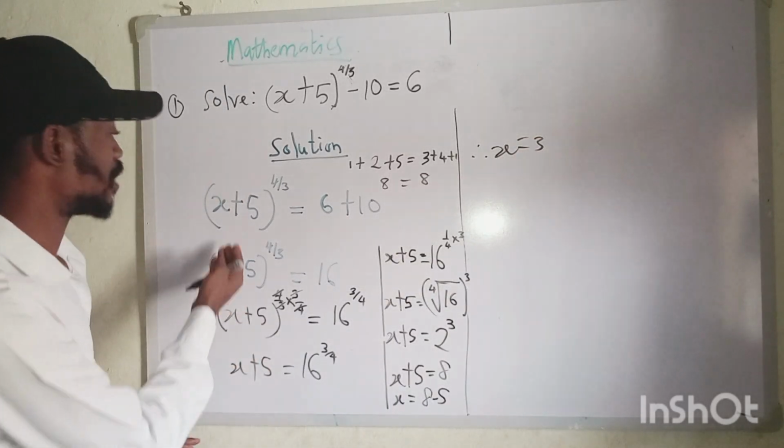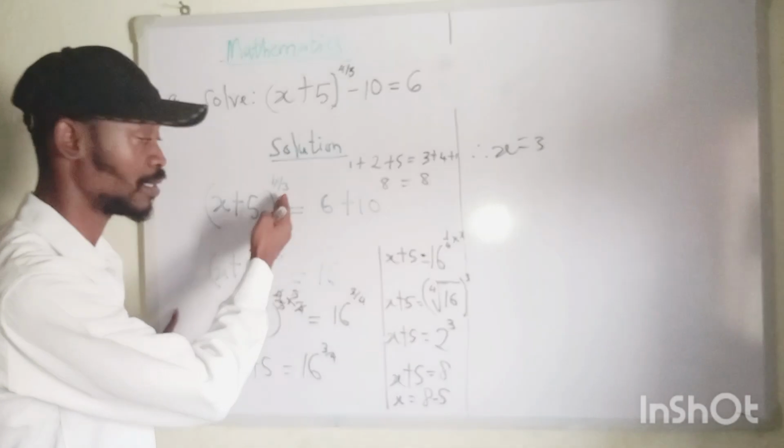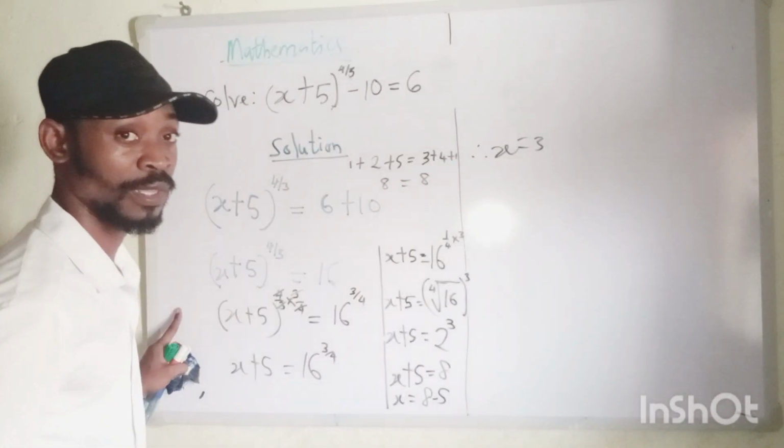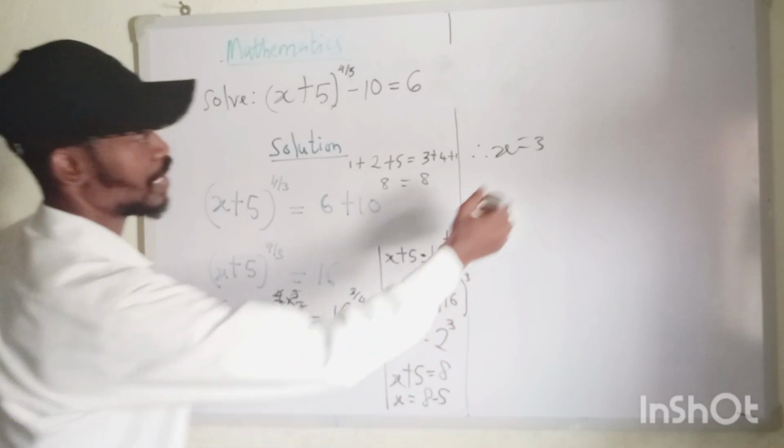You can cross-check your answer here. Put x as 3 here, and then you simplify it. You can use a calculator. You can just use indices. You still get your answer. So that's the final answer.